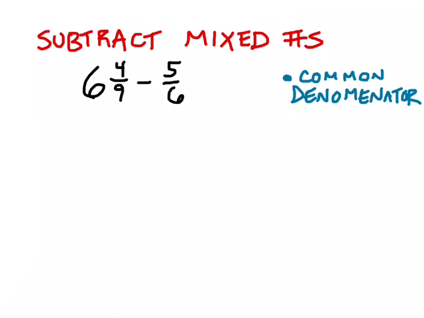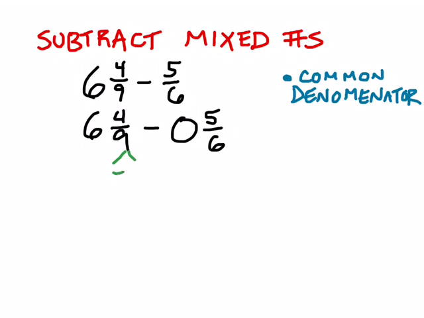So here we've got a situation where I've got 6 4/9 minus 5/6. If it makes it easier for you to think about it this way, 5/6 could be a mixed number. It just has 0 wholes. So we could rewrite this whole thing if we wanted to as 6 4/9 minus 0 wholes and 5/6. It's not a big deal. But either way, we're still going to have to find that same common denominator that we talked about before.